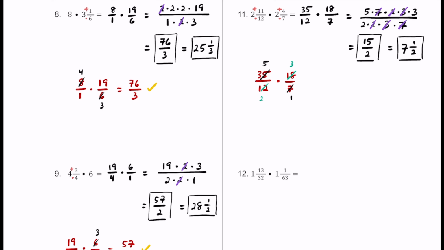And then if you go ahead and multiply on top, this 5 times 3 is going to be 15. And on bottom, 2 times 1 is going to be 2. So we get the same thing, so this must have worked for us.